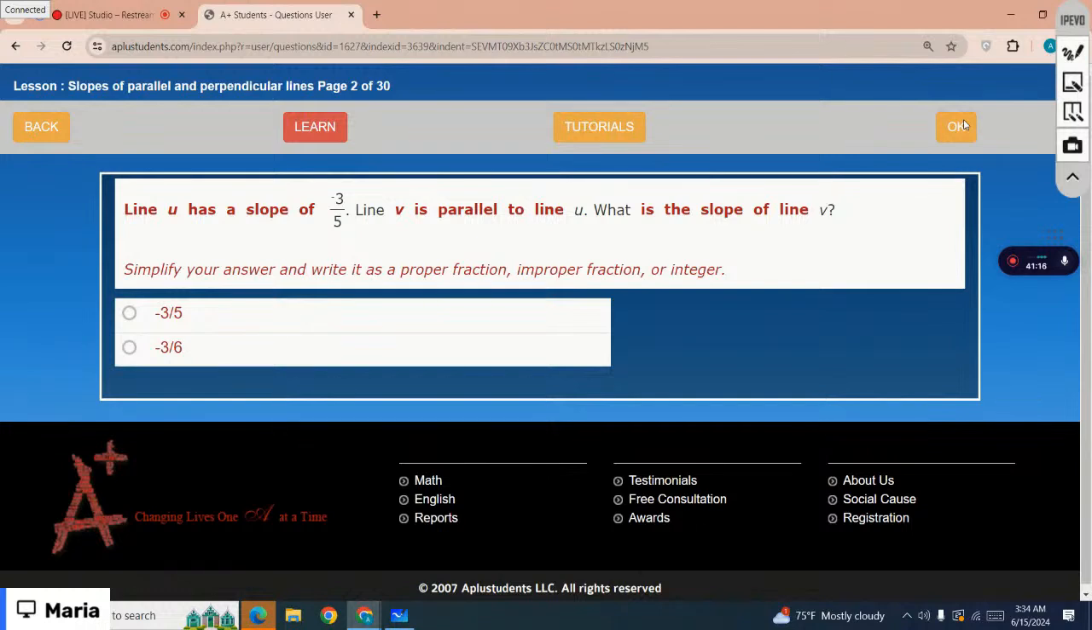Line U has the slope of negative 3 by 5. Line V is parallel to line U. What is the slope of line V? Parallel lines have exactly the same slopes, right? So line U has the slope negative 3 by 5. That means line V has a slope of negative 3 by 5. Option number 1 is the correct option.